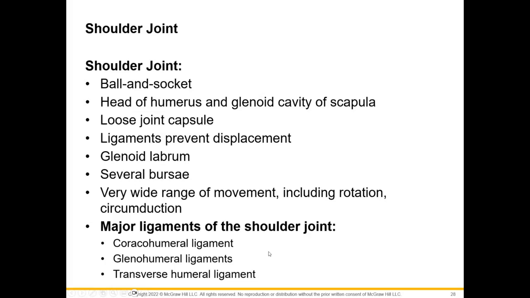Major ligaments of the shoulder joint are the coracohumeral ligament, the glenohumeral ligament, and the transverse humeral ligament. And notice that the joint ligaments are named after parts or bones that are connected.